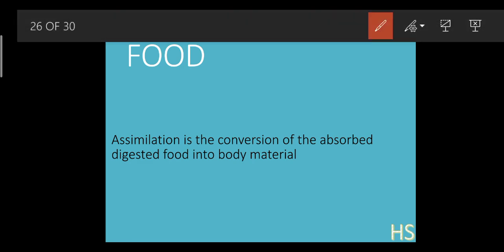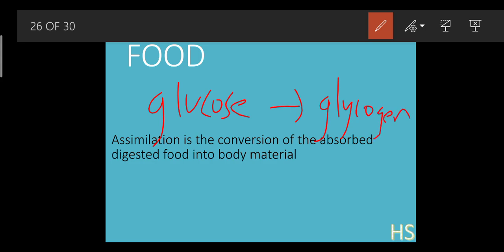So what happens if there is too much glucose? If you are eating food and the body gets too much glucose, whenever there is an accumulation of too much glucose in our body, glucose gets converted into glycogen. What is glycogen?